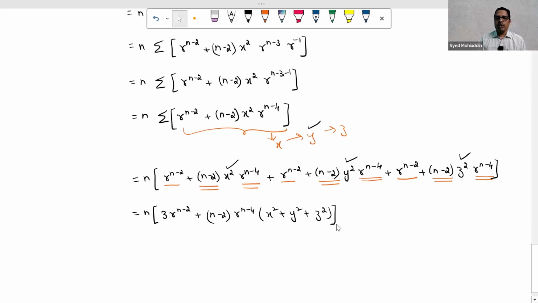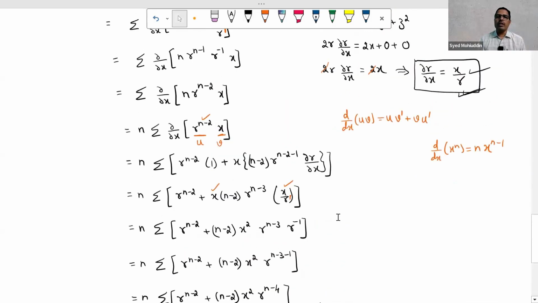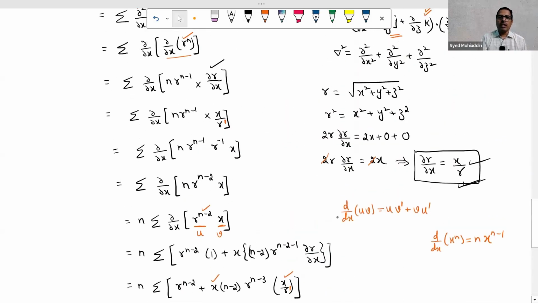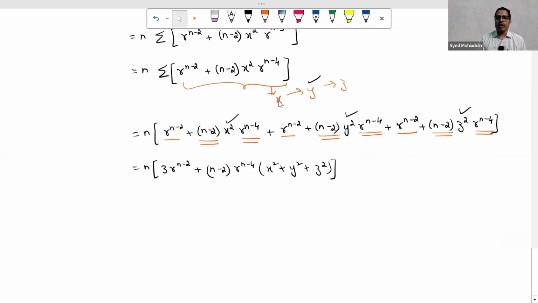So what is this x square plus y square plus z square? Its value will be nothing but r square. Can you observe over here? x square plus y square plus z square, its value is what? r square. So I can replace that by r square over here. So therefore we have n into 3 r power of n minus 2 plus (n minus 2) into r power of n minus 4.